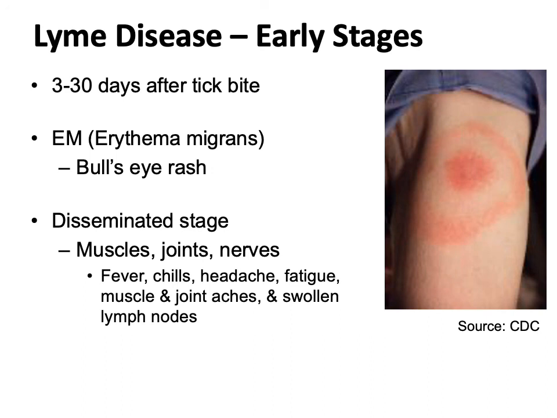The disseminated stage develops if left untreated. It can involve other organs, including muscles, joints, the nervous system, and the heart. Symptoms include fever, chills, headache, fatigue, muscle and joint aches, and swollen lymph nodes.